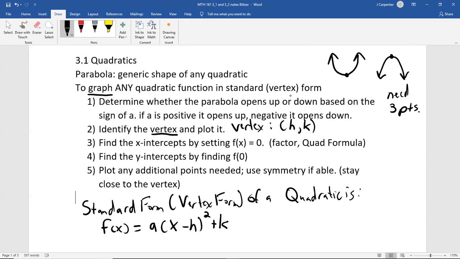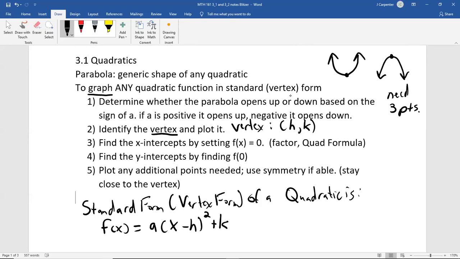So this format completely agrees with every single thing we learned about shifting and reflections back in chapter 2. Again, this format is awesome because you can immediately tell the vertex, which means you're already plotting the lowest or the highest point. Then the A tells you whether it opens up or down, and then you just get some extra points.